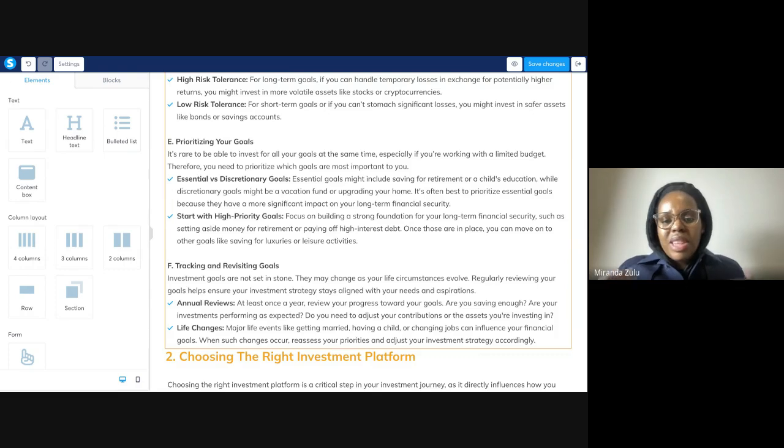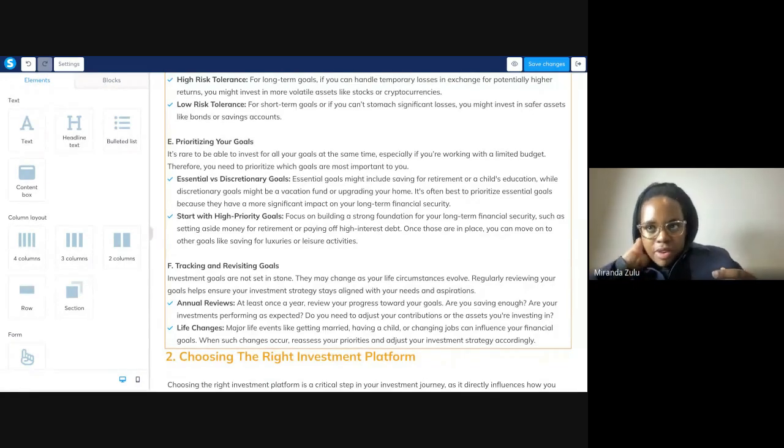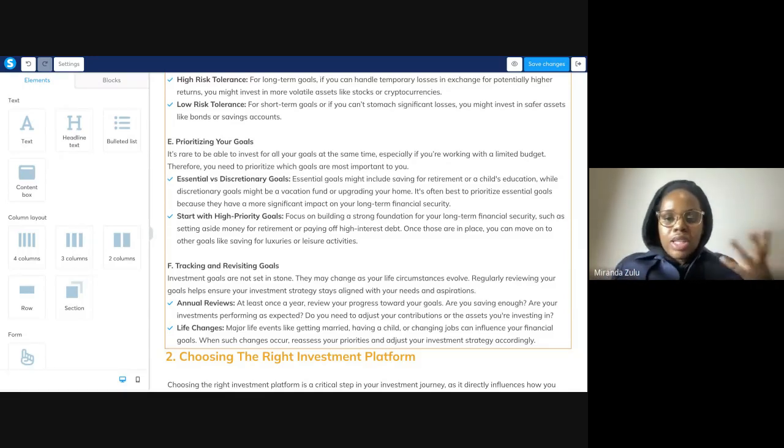Discretionary things would be putting money away for a vacation, or a renovation project, or upgrading certain things. Different seasons of your life will call for different focuses and specificity. And then just start with high priority goals.